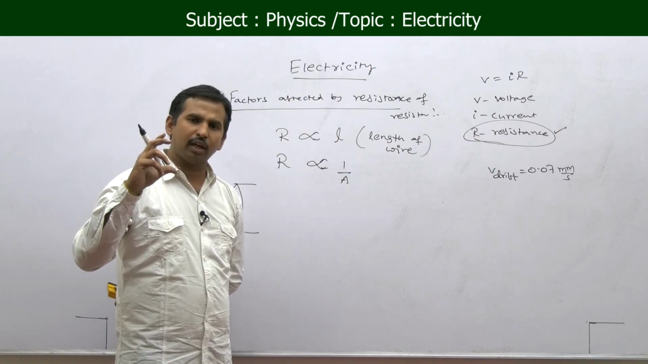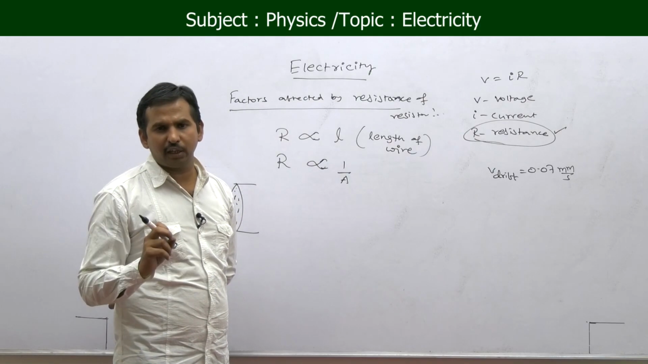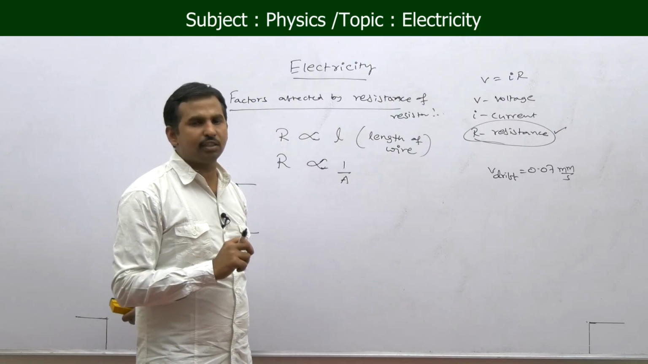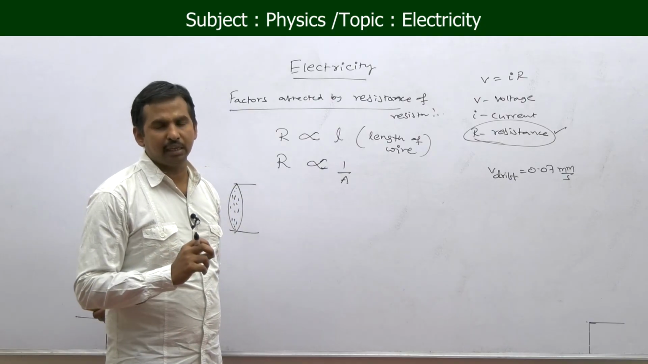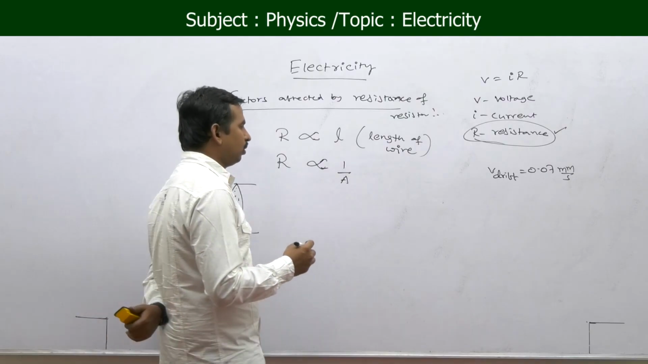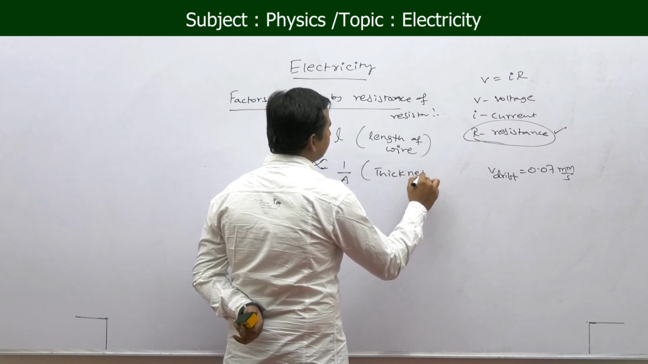So with a thicker wire, more current passes, and if you take a thin wire, less current passes. At the same time, if you have more thickness, the resistance is less. If you take a thin wire, the resistance is more. So it depends on the thickness of the wire.